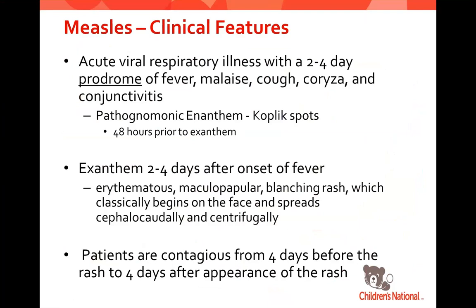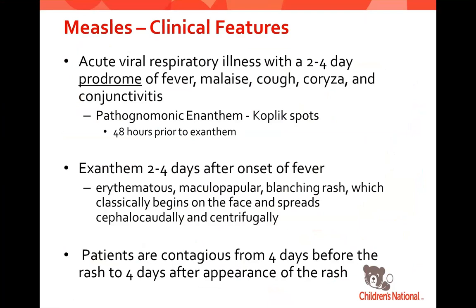So while we do consider them pathognomonic, they can be less helpful than that prodrome that we just talked about, because they don't appear in every single patient that has measles. They're often gone by the time the rash appears, and they're really hard to see. I am going to show you some photos in a couple slides of what Koplik spots look like as well.